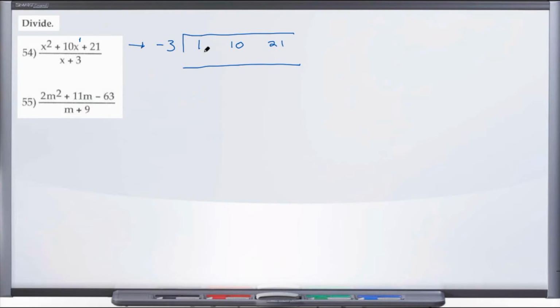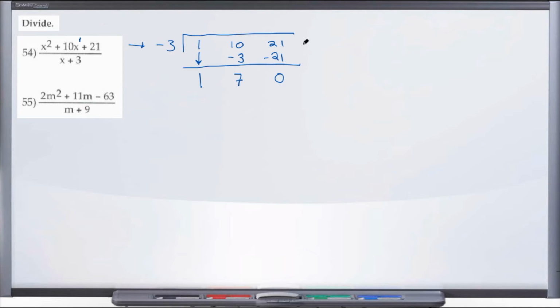It's important to remember that no matter what this first number is, your first coefficient always comes down. So bring whatever this number is down. And now we're going to start the process of multiplying what's on the outside by what's on the inside here. So we do negative 3 times 1 gives us negative 3. And then 10 minus 3 gives us 7. And now negative 3 times 7 gives us negative 21. And 21 minus 21 gives us 0.